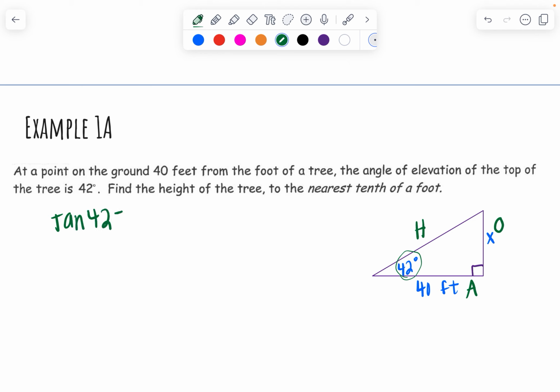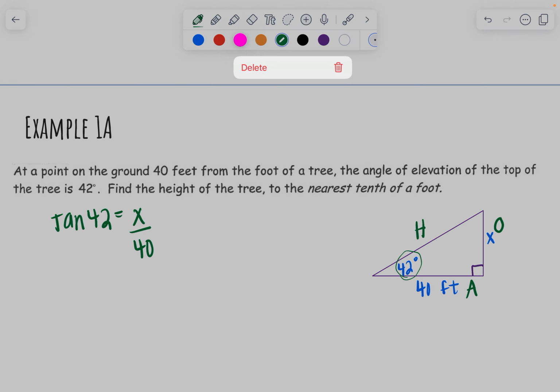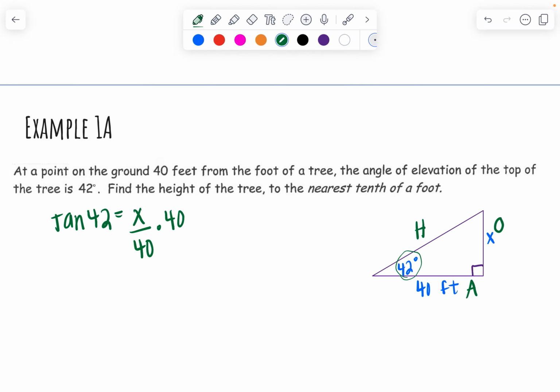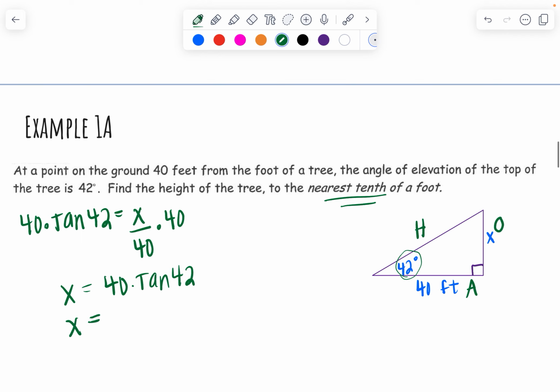Tangent of 42 is x over 40, opposite over adjacent. Solving this one, we'll multiply both sides by 40. So the height of the tree then is 40 times tangent of 42. Here they're saying round to the nearest tenth. So the height of our tree then, rounded to the nearest tenth, would be 36.0 feet. Make sure on all of these word problems that you're labeling. Pay attention to what the label is. Pay attention to what they're asking you to round to.